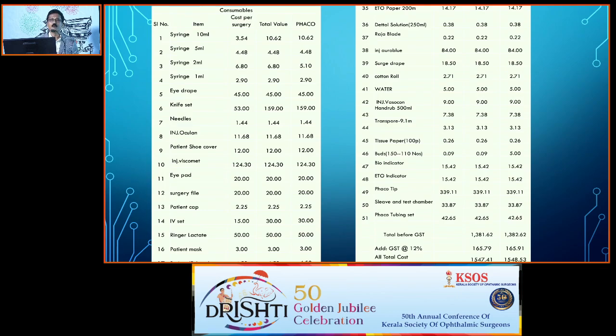Consumables, similarly, you have to take the cost of all syringes and blades and caps, Ringer's lactates, phaco tips, phaco sleeves, your sterilization things, consumables like ETO indicators, Y indicators. So everything, this is for our hospital, for the amount of surgeries that we do. We have found that the cost of all these consumables comes to some 1,500 rupees per phaco surgery.